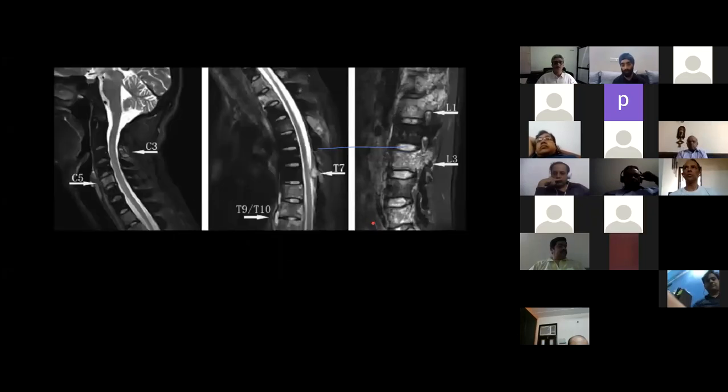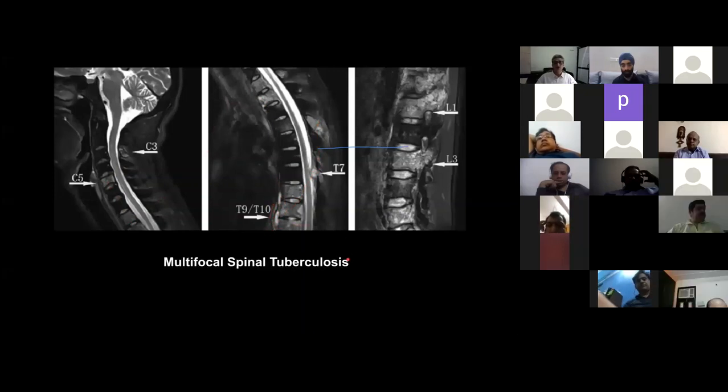Another case. This is a STIR sequence of cervical, dorsal and lumbar spine. STIR sequence, CSF white, all fat suppressed, very sensitive for any edema. We can see multiple patchy, heterogeneous areas of edema involving vertebral bodies and spinous processes. A small posterior epidural abscess is seen. A small prevertebral abscess is seen. So again, a case of multifocal spinal tuberculosis, very commonly seen in our daily practice.